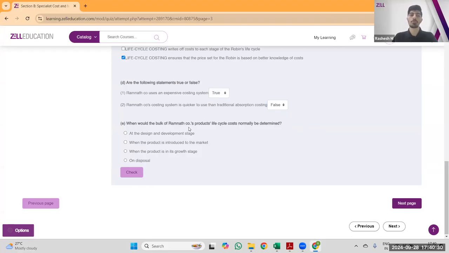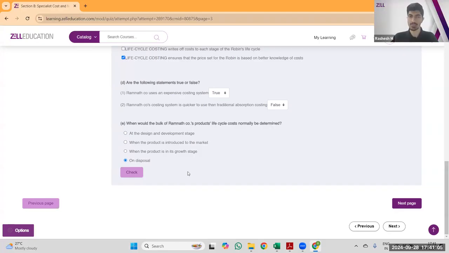When would the bulk of Ramnath company's product's life cycle costs be determined? As in, when will you have an idea of what the costs are going to be? At what stage? Development, growth, which one? Growth. Why growth? Economy of scale.